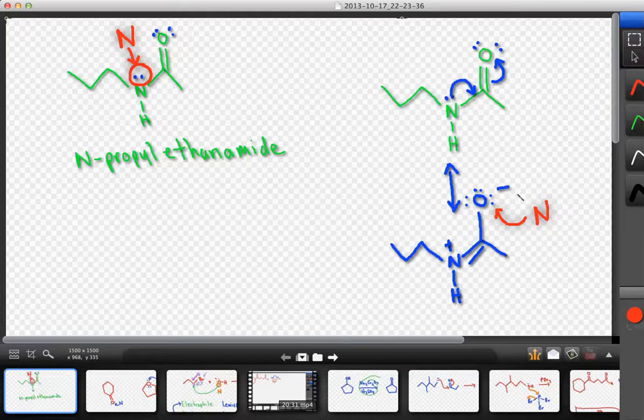But if you really want to know in this molecule which of these atoms would be protonated if there was an acid present, it would not be the nitrogen, it would be the oxygen atom that would be protonated.